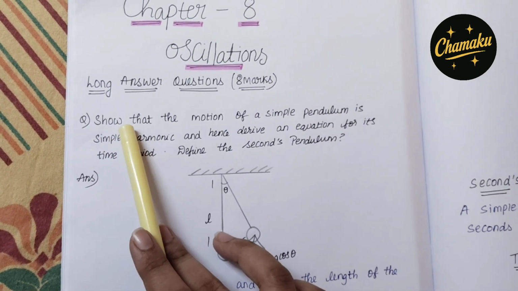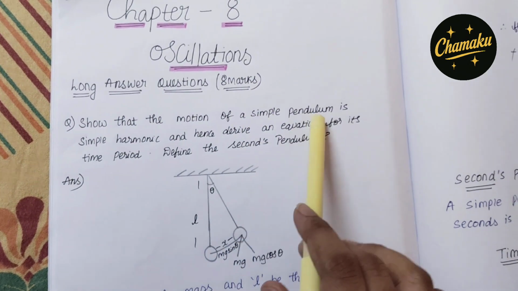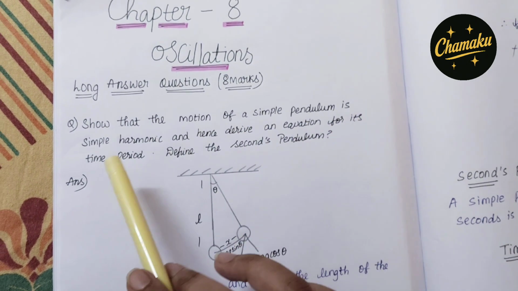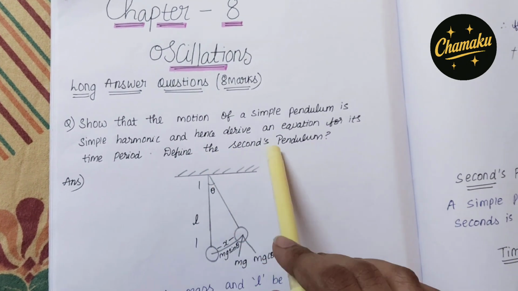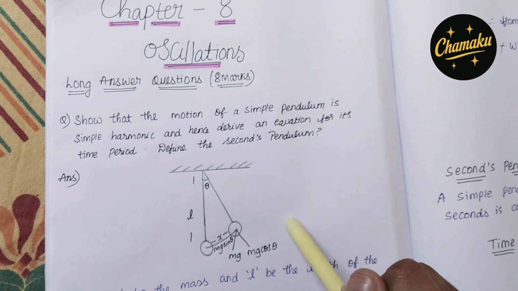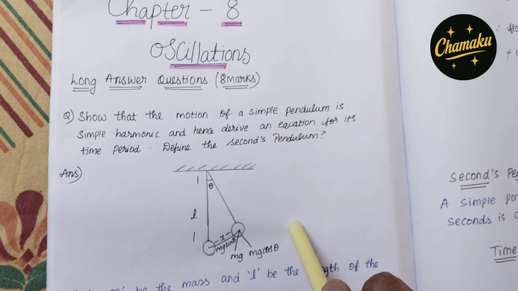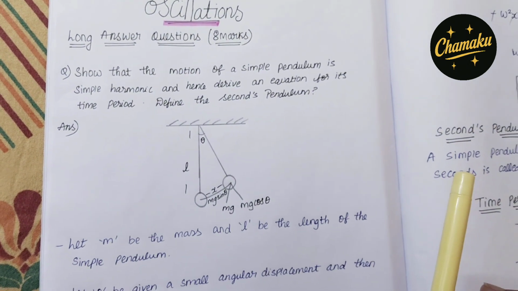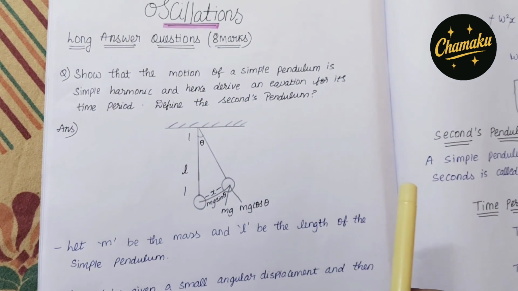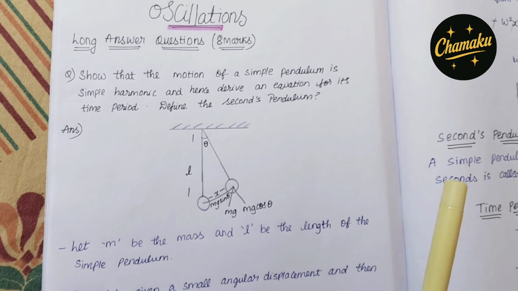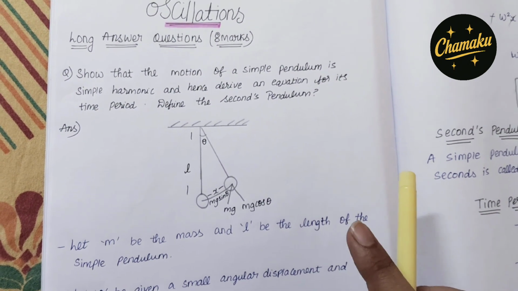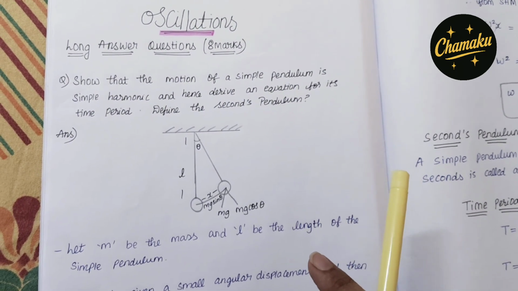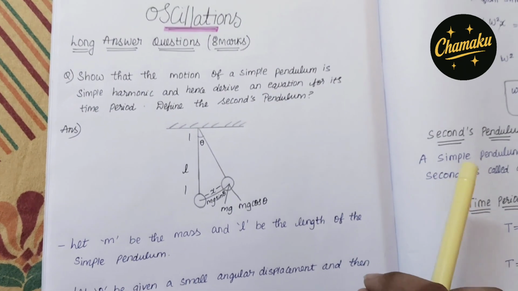So let's look at the question. Show that the motion of a simple pendulum is simple harmonic and hence derive an equation for its time period. Define the seconds pendulum. First, we have to define what simple harmonic motion is, and also we have to derive an equation for it and then for its time period, and also we have to define what a seconds pendulum is.